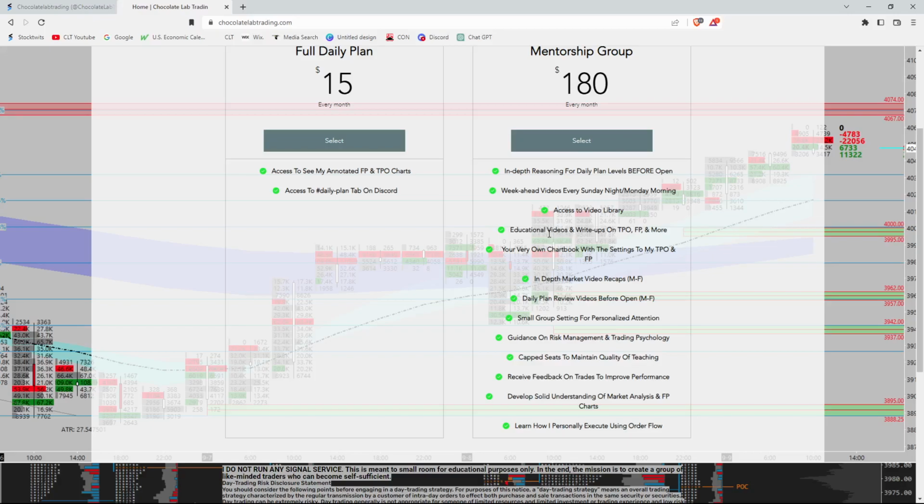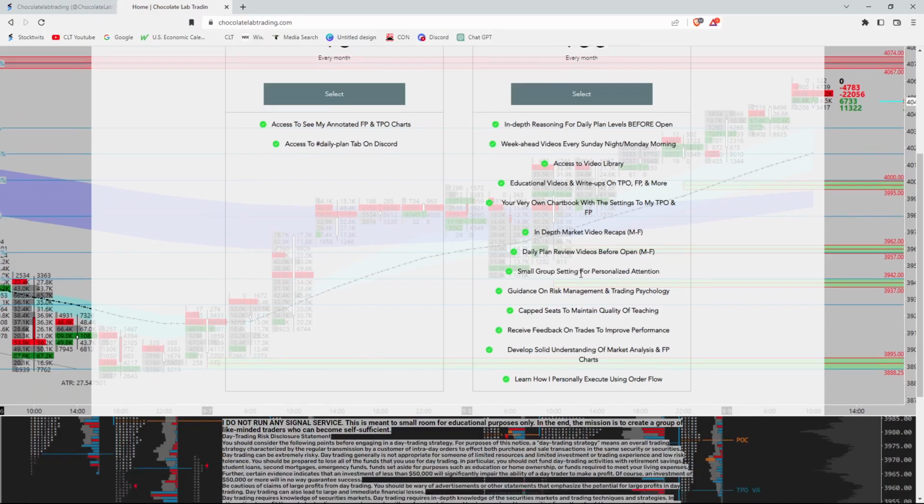We have webinars too, so obviously trading isn't just about your tools and all that. There's psychology, risk management, all of that stuff. We have quite a few webinars on different topics related to trading. In the room, I share my settings of my footprint charts, right? These are how I have my footprint charts customized, my TPO charts. I share everything with you guys. We went over the market recaps and the daily plan review. And again, it's a small group, so people can ask questions, and I will either go over them during the market recap or the daily plan review and make sure we all are on the same page.